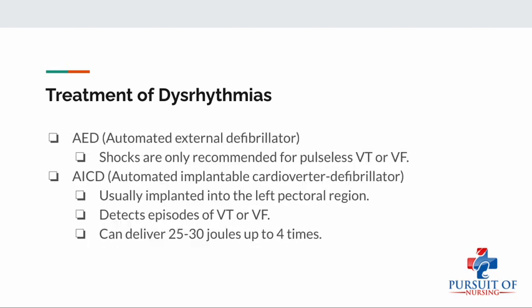Also in the realm of treatment for dysrhythmias, you have an AED or an AICD, an automated implantable cardioverter defibrillator. With an AED, shocks are only recommended for pulseless VTAC and VFib, whereas an AICD is usually only used in patients who have been unresponsive to medication therapy and have episodic life-threatening dysrhythmias. The implant is inserted into the left pectoral region. It detects episodes of VTAC or VFib, and it can deliver 25 to 30 joules up to 4 times.